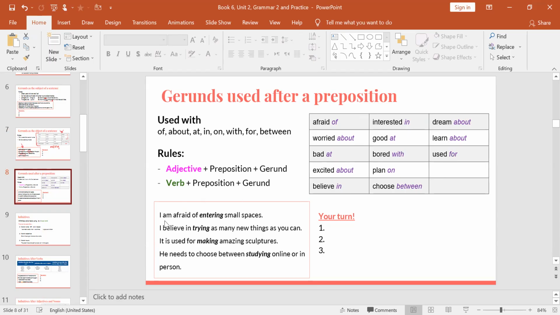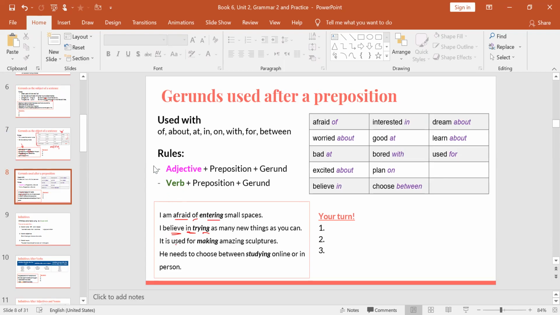So here are some of the sentences. I'm afraid of entering small spaces. So this afraid is an adjective, of is the preposition, and then entering is the gerund. I believe in trying as many things as you can. So the believe here is a verb, the in is the preposition, and the trying is the gerund. It is used for making amazing sculptures. Used is a verb again.